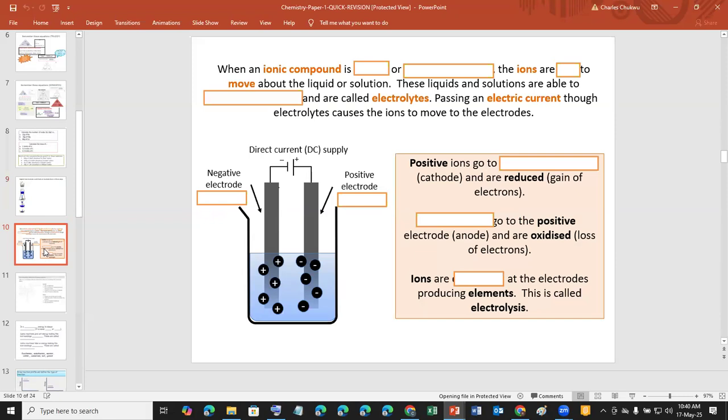Okay, so are you familiar with electrolysis? A little bit, yes. Are you? I'm a little.